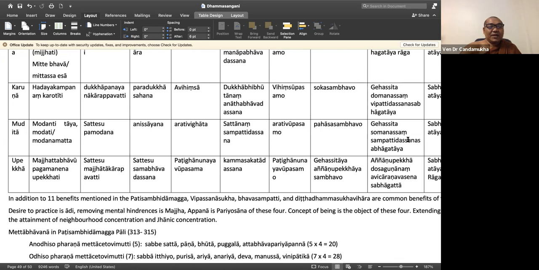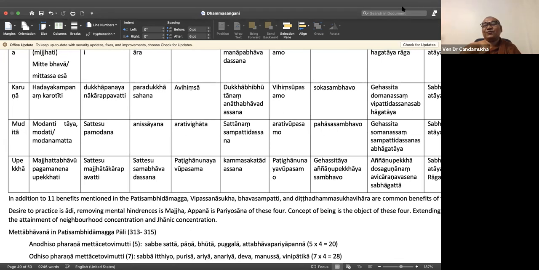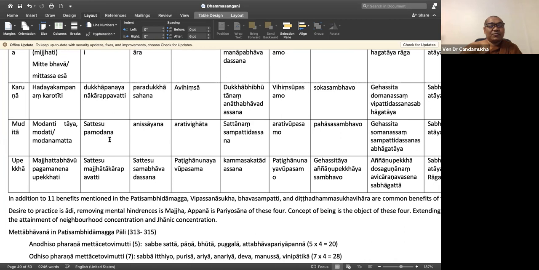After that, I will share the document with you. So now time is up. Please try to read about mudita and upekkha in the following pages of the Dhammasaṅgaṇī.